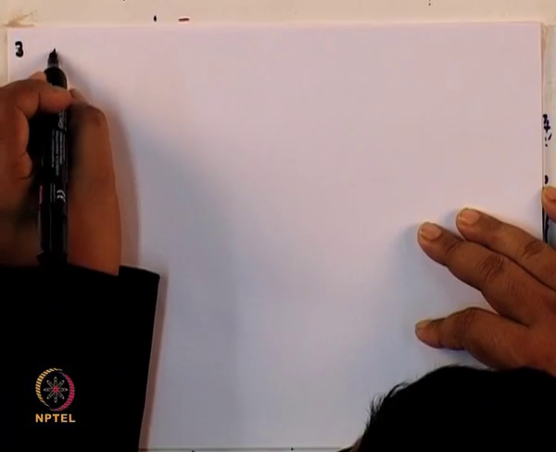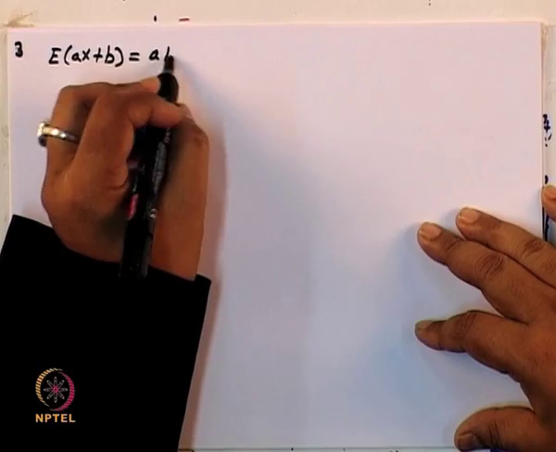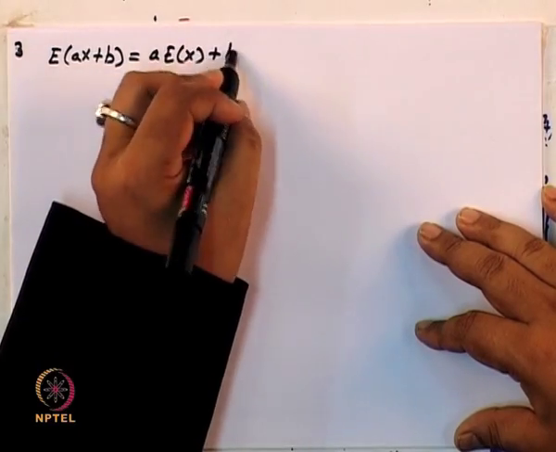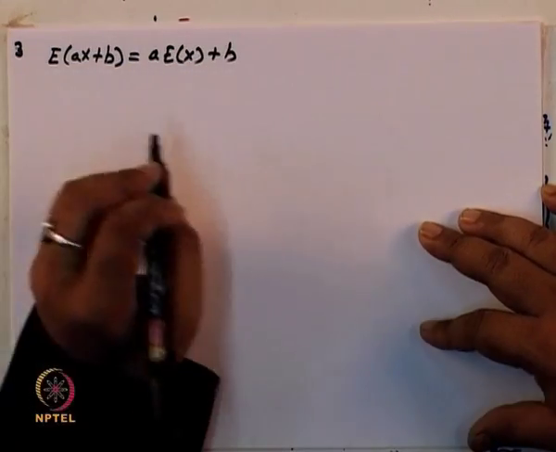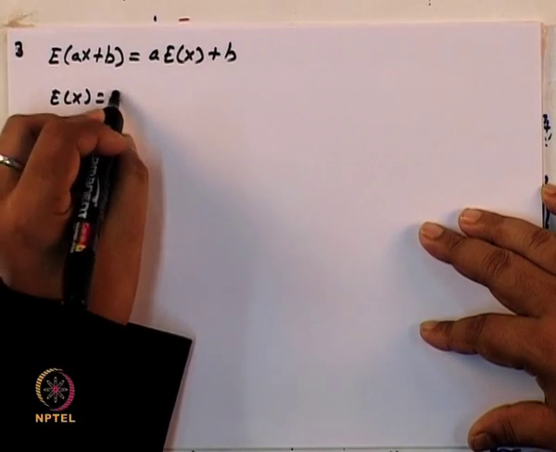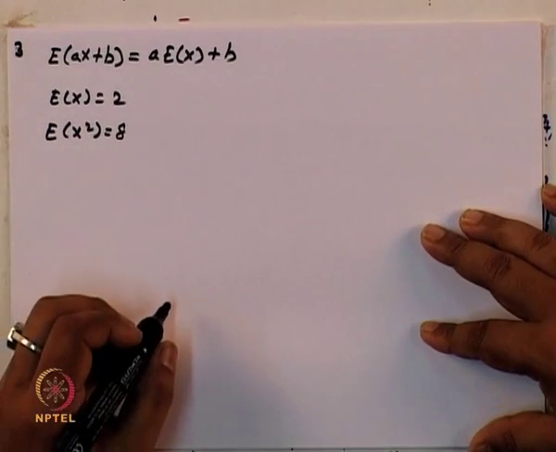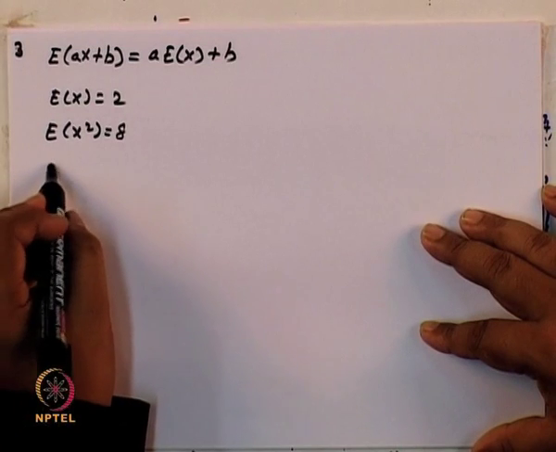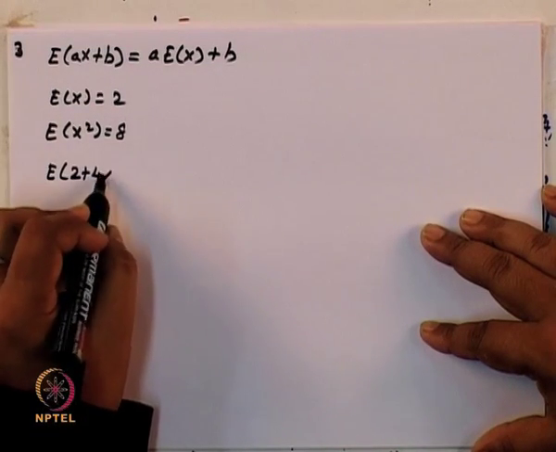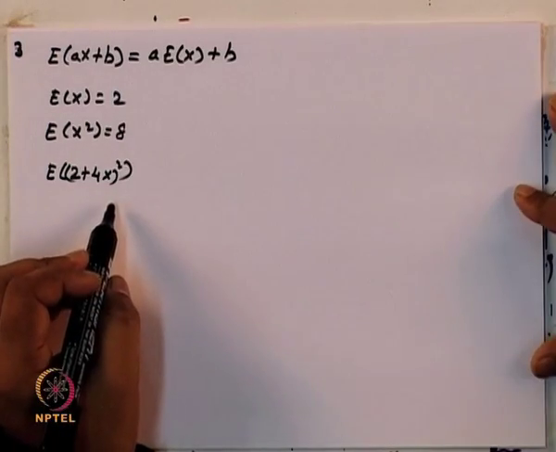So we also have the following variations of expectation. We know that E of ax plus b can be written as a times E of x plus b. Now let's say we have a random variable such that E of x is 2, E of x square is 8. So we want to find out E of (2 plus 4x) whole square. What will be the expectation of this particular variable?